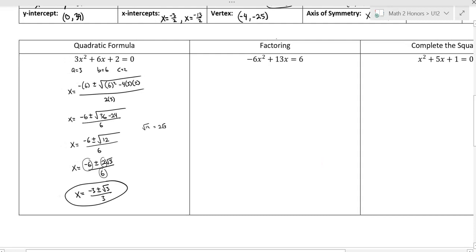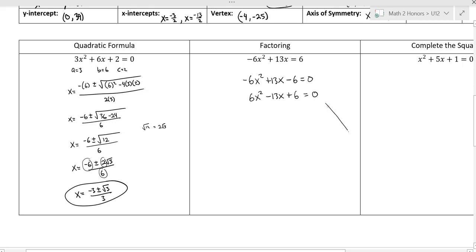The second one we need to solve by factoring. And so first thing you want to do is set it equal to 0. Second thing you want to do is make the leading term positive, and I do this by just multiplying both sides by negative 1, so it just changes the signs of everything. So when I multiply the left side by negative 1, I get positive 6, negative 13, positive 6. When I multiply the right side by negative 1, 0 times negative 1 is still 0.